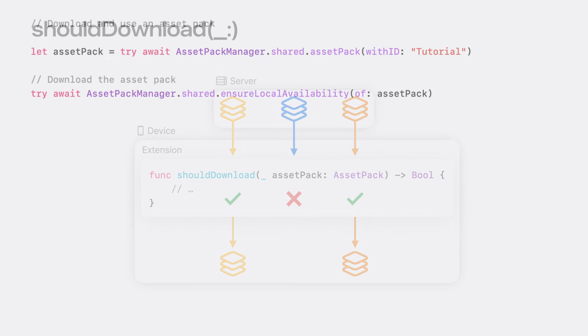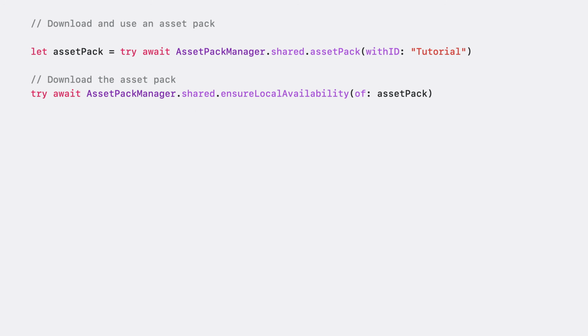Now that you've implemented the downloader extension, let's see how to use files inside downloaded asset packs in your main app. The first step is to call the ensure local availability of method on the shared asset pack manager. This method checks whether the asset pack is currently downloaded. If it isn't, then it starts downloading it and waits for the download to finish.